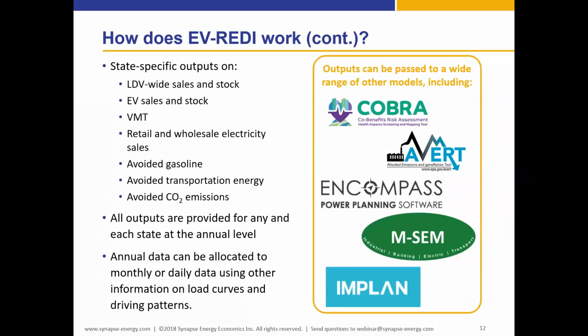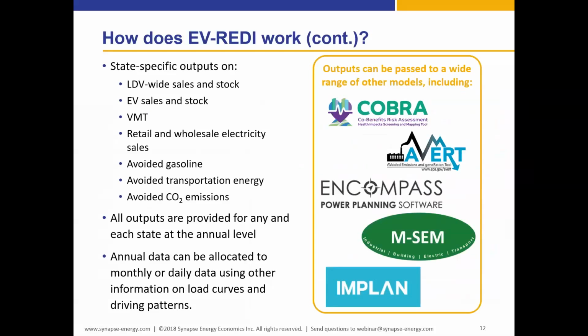EV-REDI also gives outputs for vehicle miles traveled, or VMT, and retail and wholesale electricity sales, so that's sales inclusive of transmission and distribution losses. It has outputs for avoided gasoline, avoided transportation energy in BTU, and avoided CO2 emissions. All of the outputs in EV-REDI are provided for any or all of the states at the annual level, but this data can be allocated to monthly or daily resolution using other information such as load curves or driving patterns.